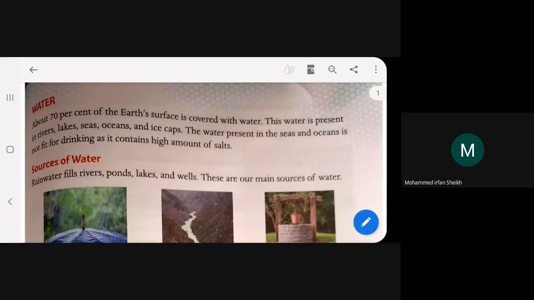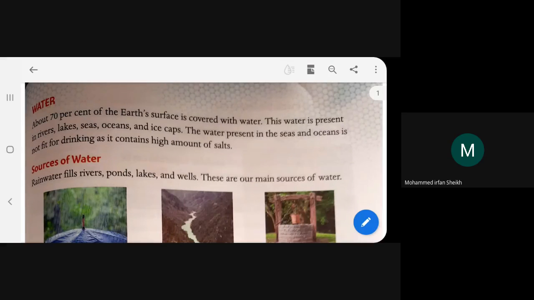Yes, ma'am. Are you listening? Okay. Then we had learned about the properties of air, and in properties of air, we had learned three properties. It occupies space, it exerts pressure, and it has weight. Through the different activities, we had learned all these three properties of air, right?